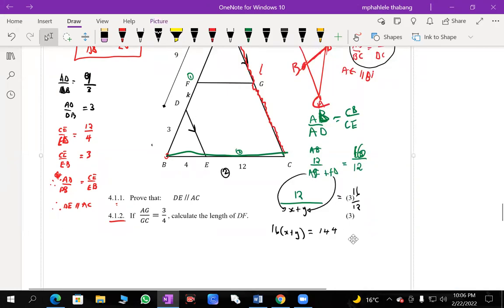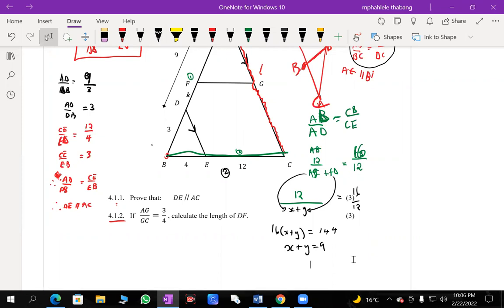Then we divide by 16 on both sides. I don't have to press a calculator. I know it's going to be 9. I know it's going to say x plus y equals 9.